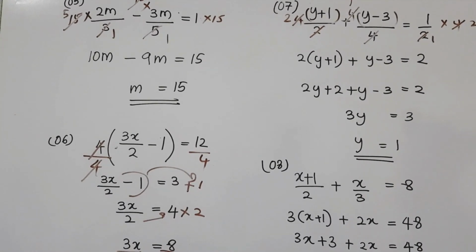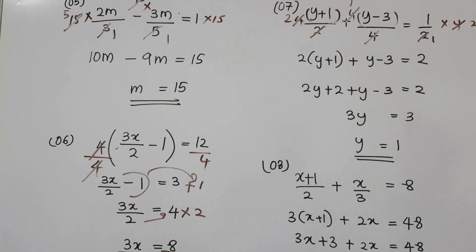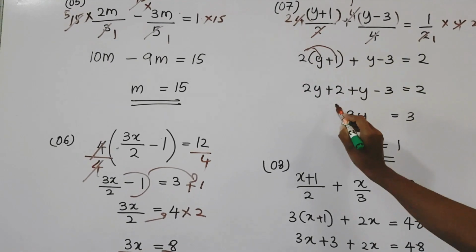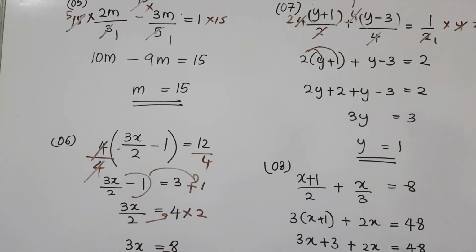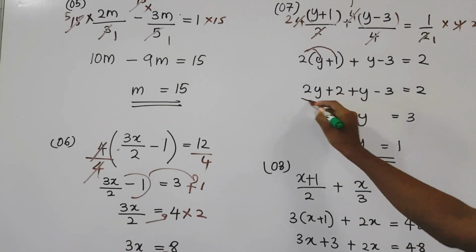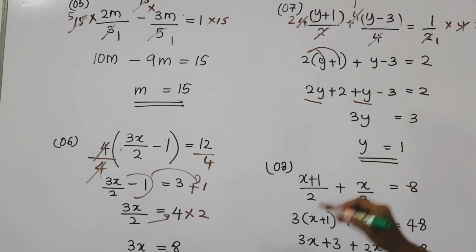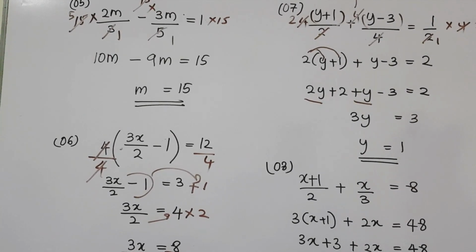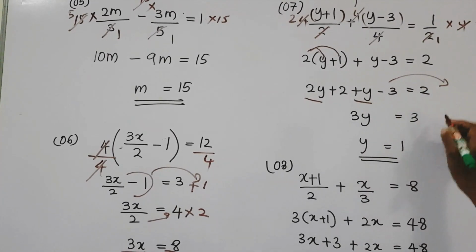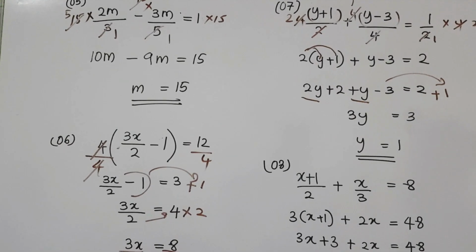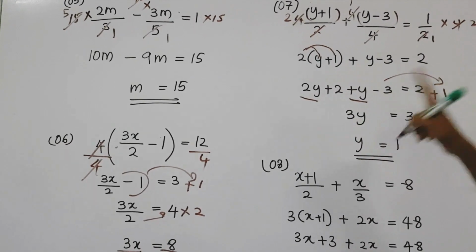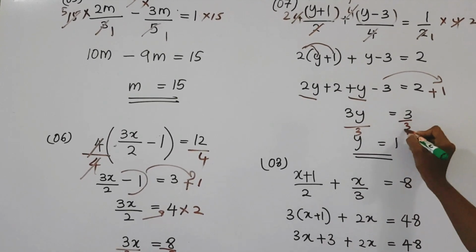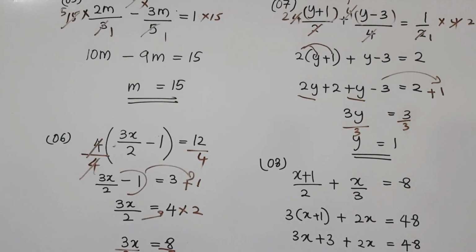So now as a normal linear equation, we can solve the sum. 2 into y is 2y. 2 into plus 1 is 2. y minus 3 is equal to 2. So 2y and y will give us 3y. Plus 2 minus 3 will give us minus 1. So you move that minus 1 to the other side, it becomes plus 1. So 3y is equal to 3. Divide both sides by 3, which gives us y as 1.